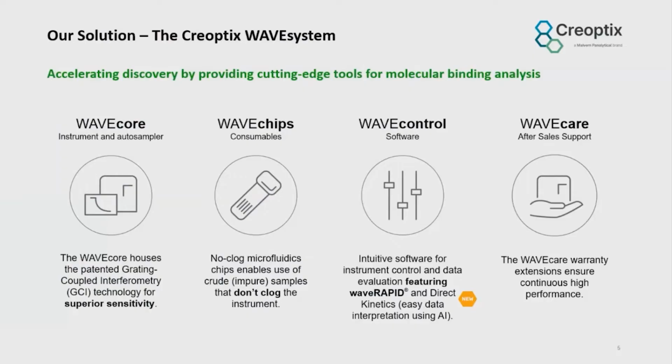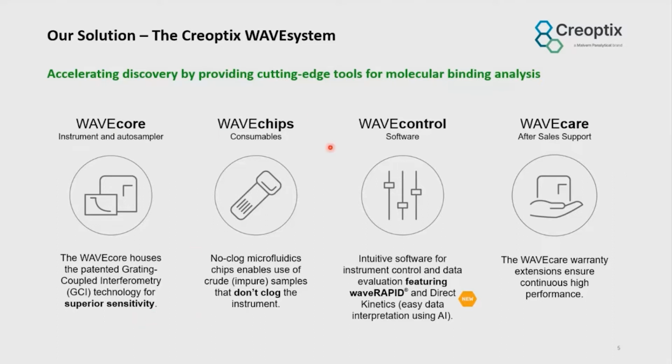So our solution to this is the Creoptix wave system. It's comprised of four main pillars. We have our wave core, which houses the patented grating-coupled interferometry technology, which we will talk about today. And this gives us superior sensitivity, up to 10 per second on the off rates.